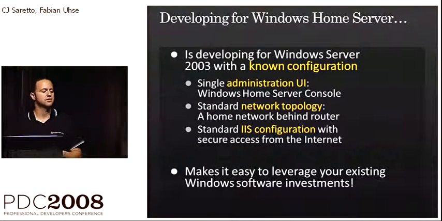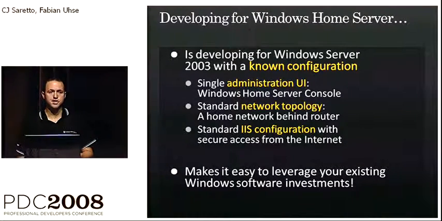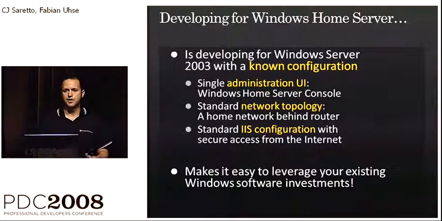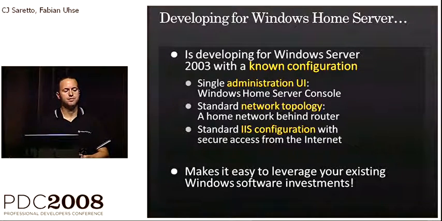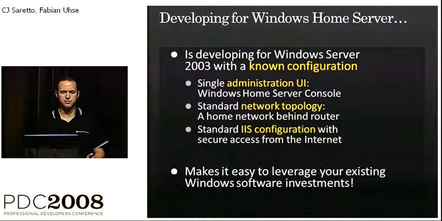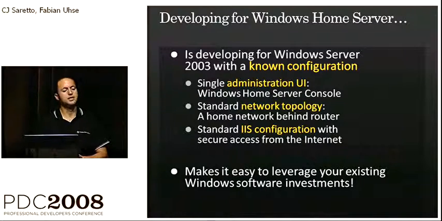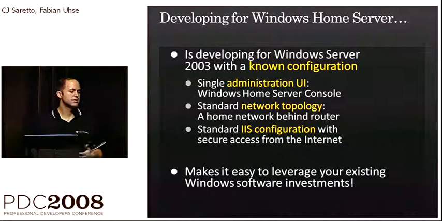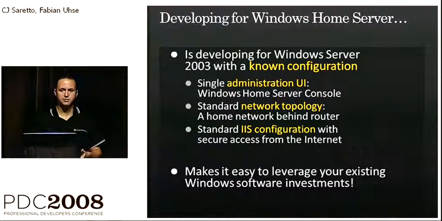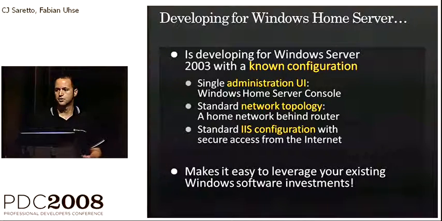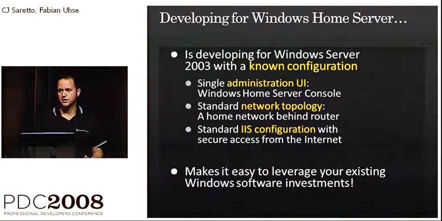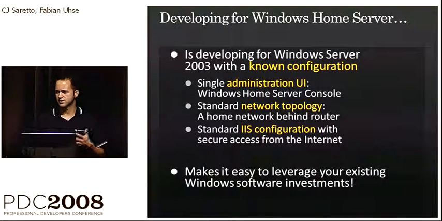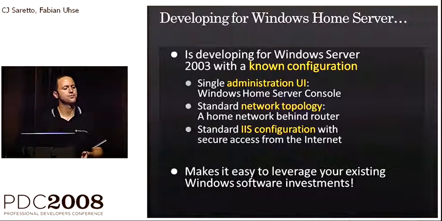Developing for Windows Home Server is developing for Windows Server 2003 with a very specific and known configuration. That makes it even easier than developing for Windows Server 2003 on its own. Specifically, Home Server has a single point of administration. We call that the Windows Home Server console. It's the application that the Home Server administrator uses to configure the server. So you don't have to worry about users going in behind your back and doing lots of different things that could potentially screw up your application.